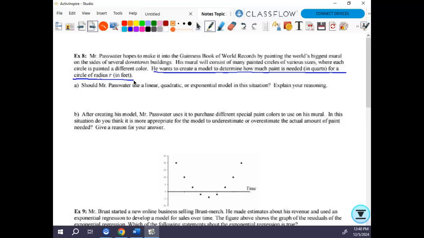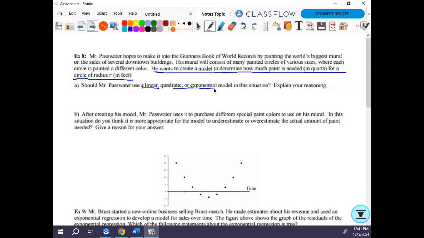All right, so it says, should Mr. Passwater use a linear, quadratic, or exponential model in this situation, and explain your reasoning? So remember, we have to choose an appropriate model. We might have data and get to graph everything. We might have a residual plot and choose from that. Maybe we just have a problem situation and then we need to choose from that. So given what's happening here, what do you think would be the best?